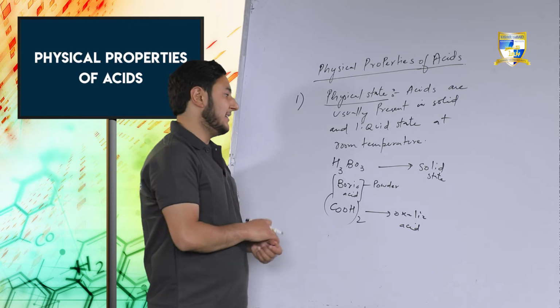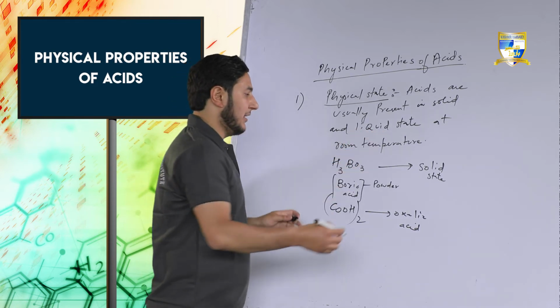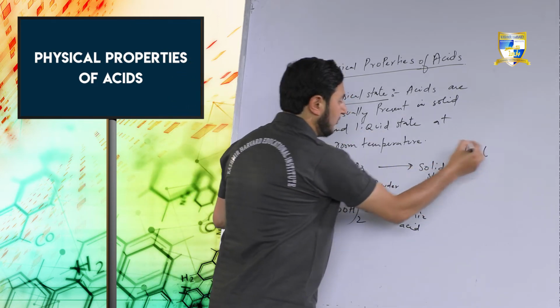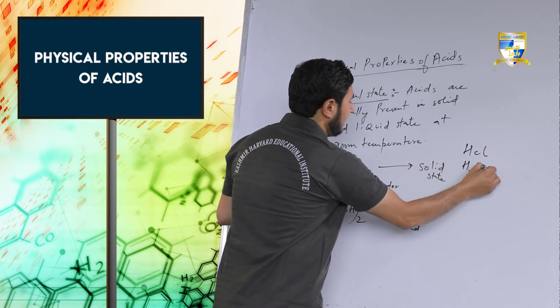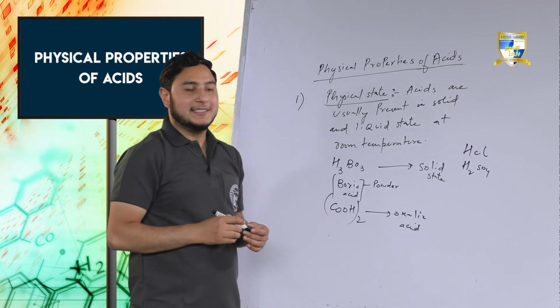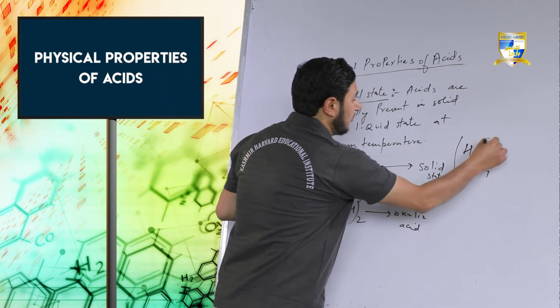Now what are the acids that exist in liquid state? Simple. HCl, hydrogen chloride or hydrochloric acid, and H2SO4. These are the acids that exist as liquids at room temperature.